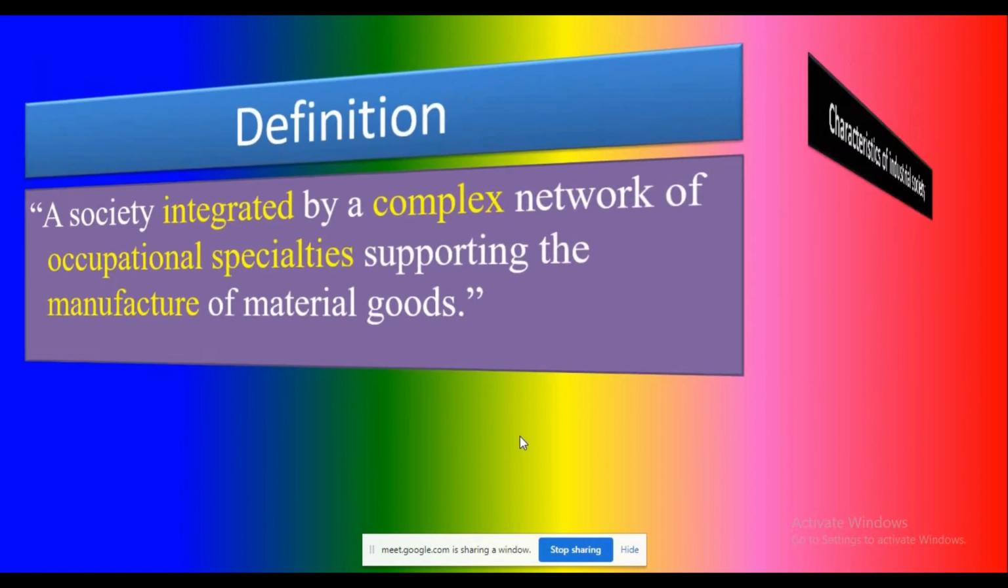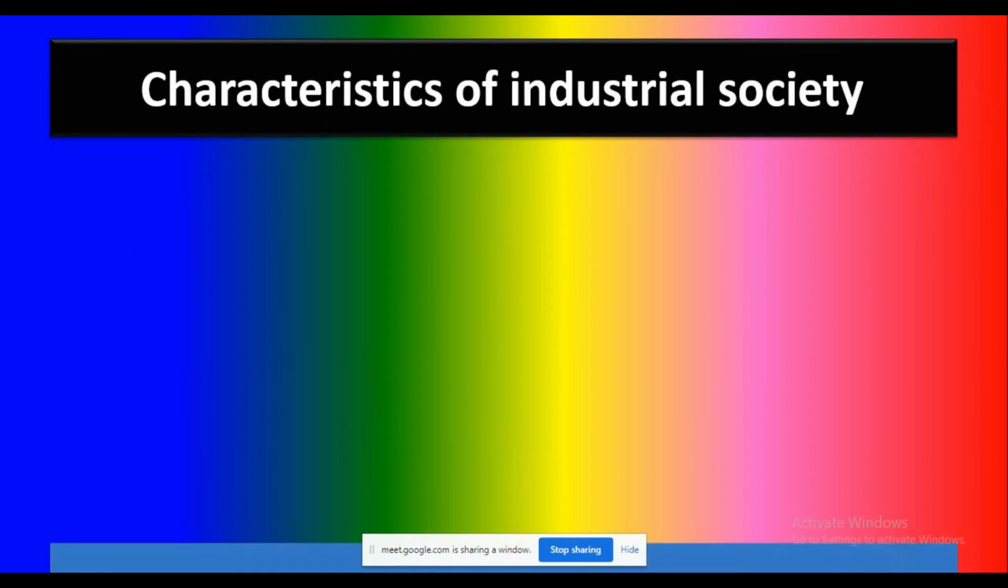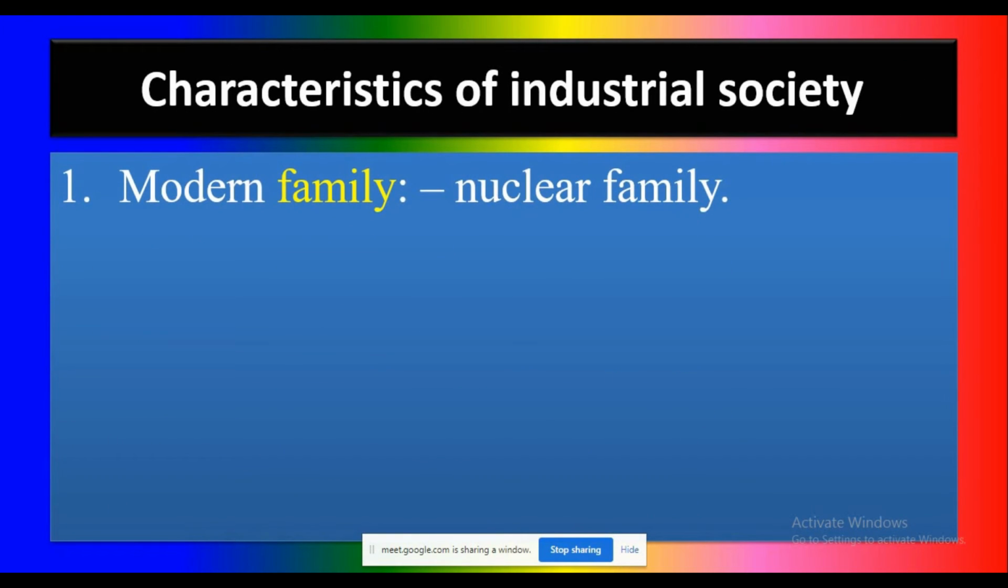Characteristics: modern family. Which is modern family? Nuclear family. Just imagine industrial society means cities, Chennai, Mumbai, Calcutta. So in modern cities, people migrated from village to city. So maximum families are nuclear families.